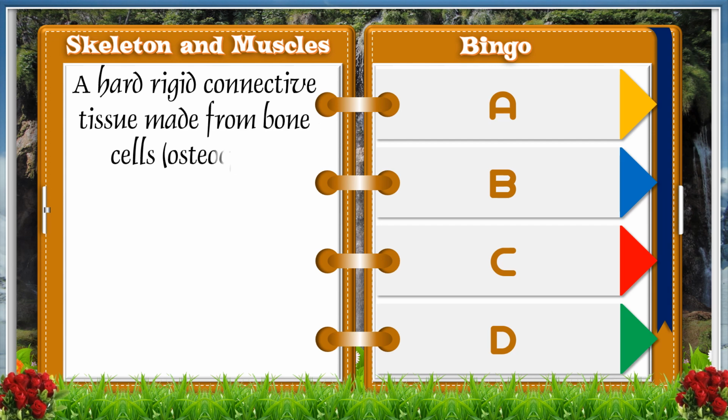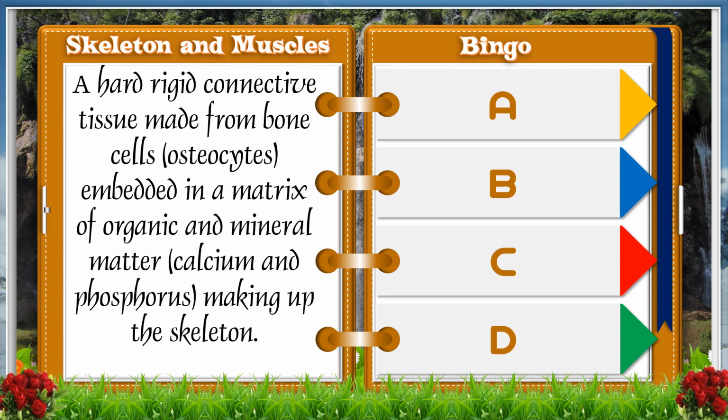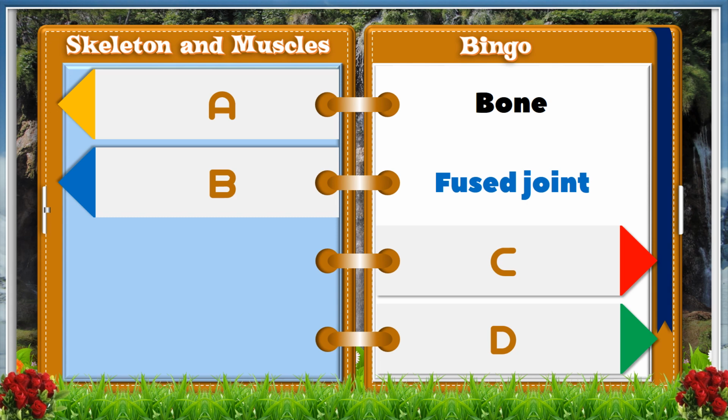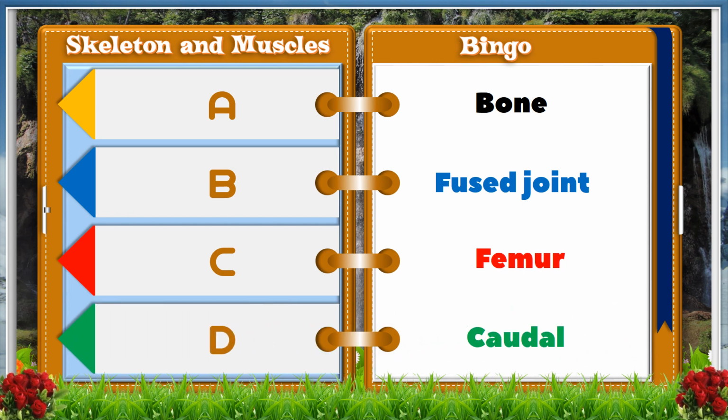A hard rigid connective tissue made from bone cells, osteocytes, embedded in a matrix of organic and mineral matter, calcium and phosphorus, making up the skeleton. A. Bone. B. Fused joint. C. Femur. D. Caudal. And the answer is A. Bone.